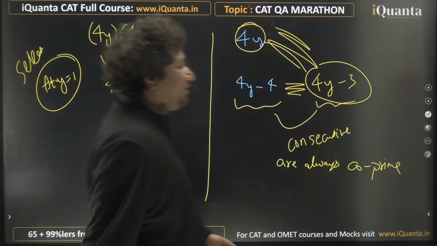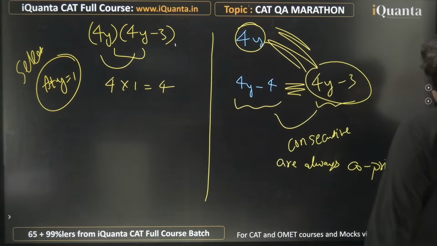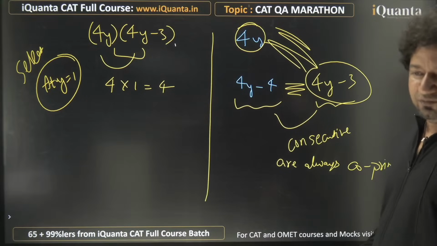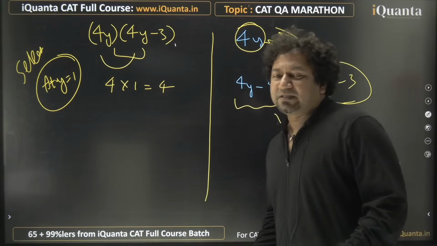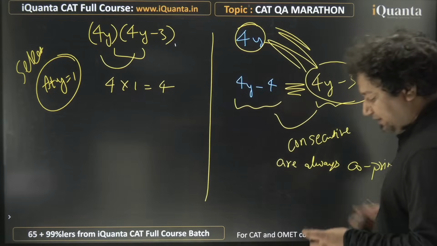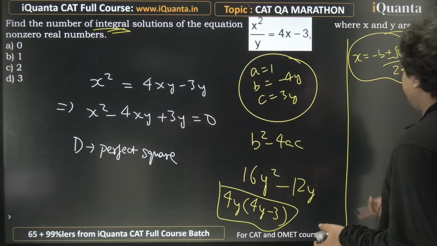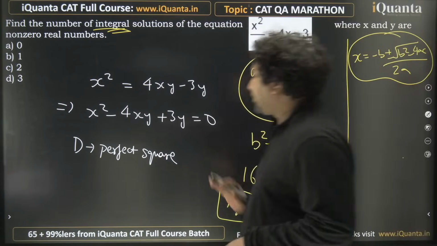You might even mark this question correctly without thinking this much. But yeah, I wanted you guys to understand the real mathematics behind it. And now we know that y is equal to 1 is the only possible case.